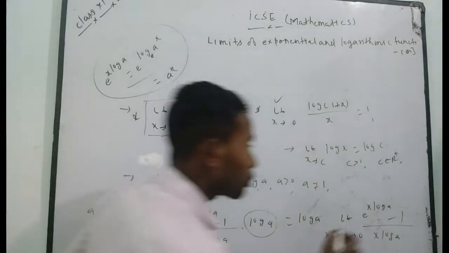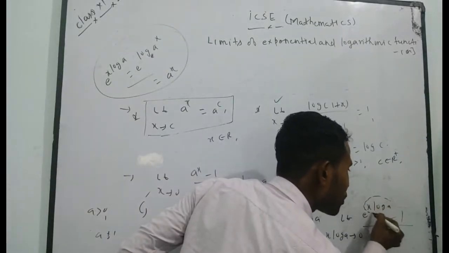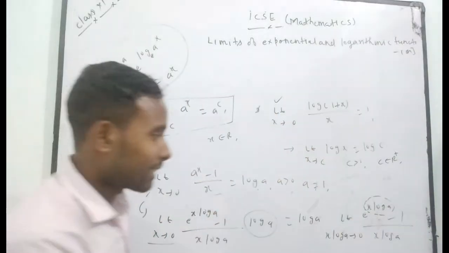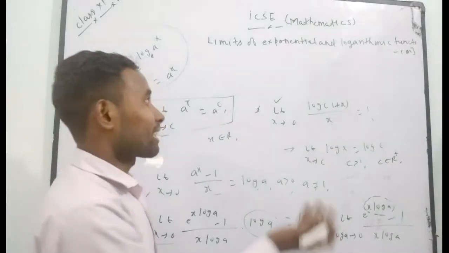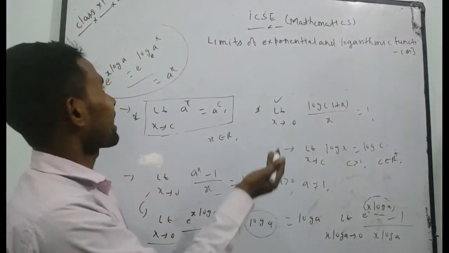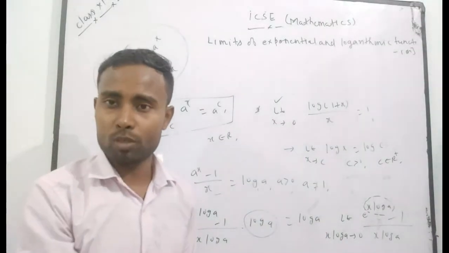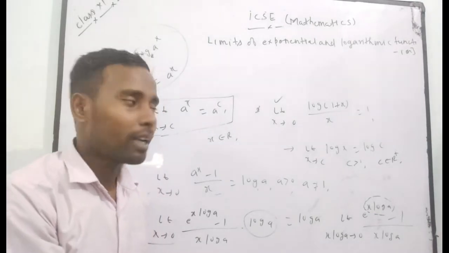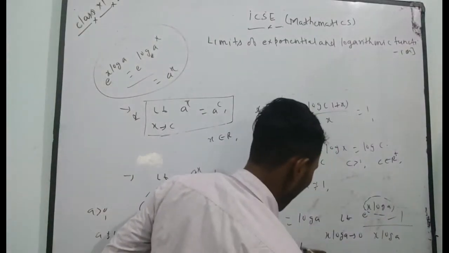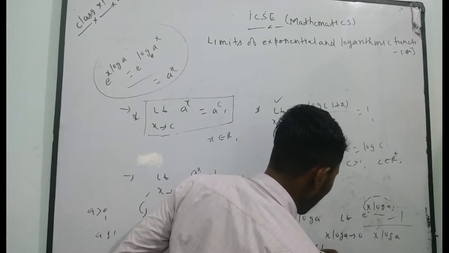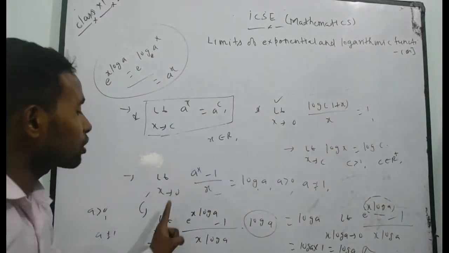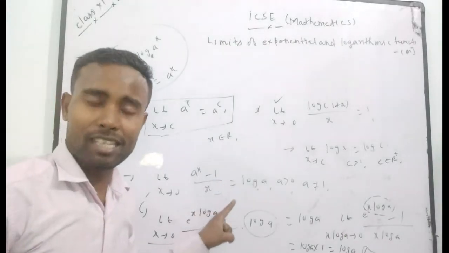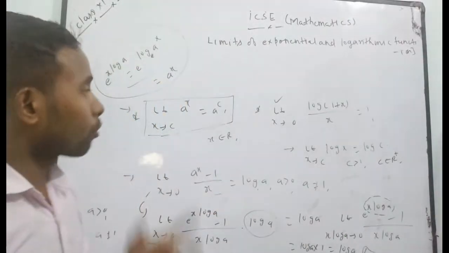Now you see here, suppose x log a is equal to y. In that case, (e to the power y minus 1) divided by y approaches 1, just like the formula for the limit of (e to the power x minus 1) divided by x approaching 1. So it will be log a into 1, which is log a. That means remember it: the limit as x tends to 0 of (a to the power x minus 1) divided by x is equal to log a, which is your required formula.